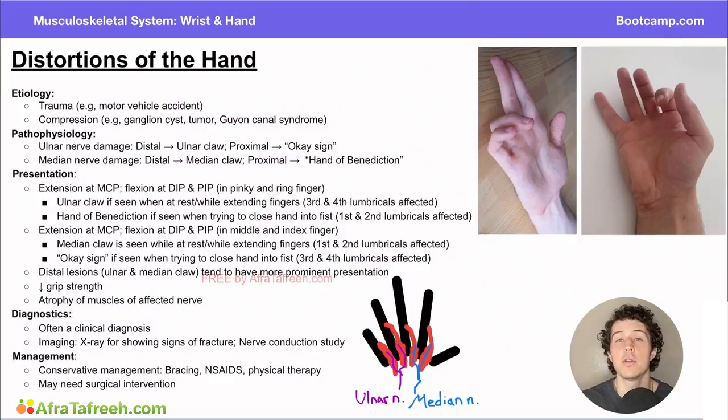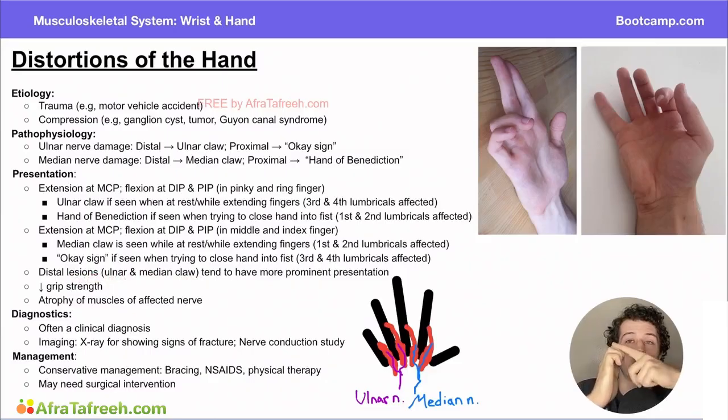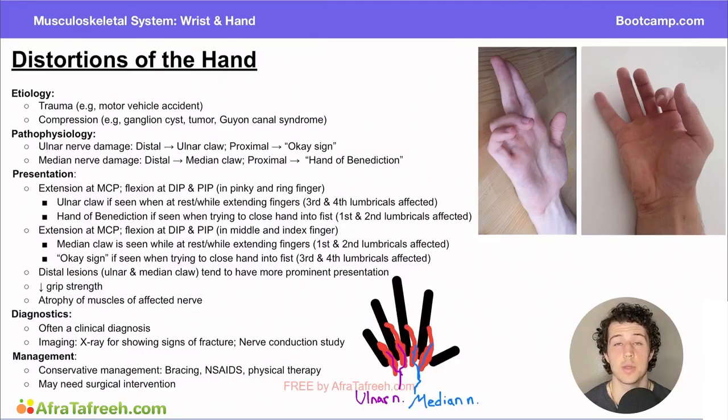Well, it means that the other side of that balance is going to win out. So instead of flexing at the MCP, the extensors at the MCP are going to win out. And instead of having that neutral position at the PIP-DIP, we are going to flex at the PIP-DIP. And this is a general principle that doesn't just apply to the hand.